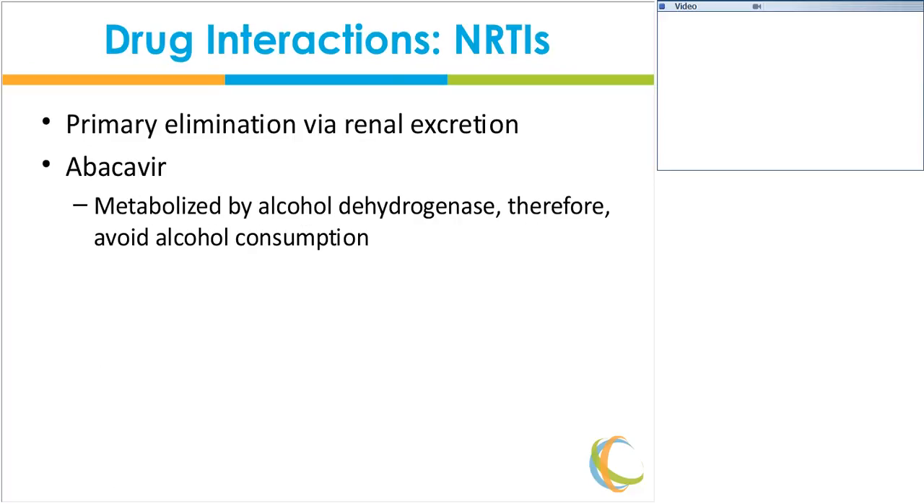Drug interactions for this class are not as extensive as those that can occur with other antiretroviral drug classes. Because these medications are primarily renally excreted, the cytochrome-mediated interactions are not a concern. If another drug that affects renal elimination is administered, there are potential drug interactions that can come up. An important interaction to note within the NRTI class is between abacavir and alcohol. Because ABC is metabolized by alcohol dehydrogenase, it is important to advise patients to avoid alcohol consumption.